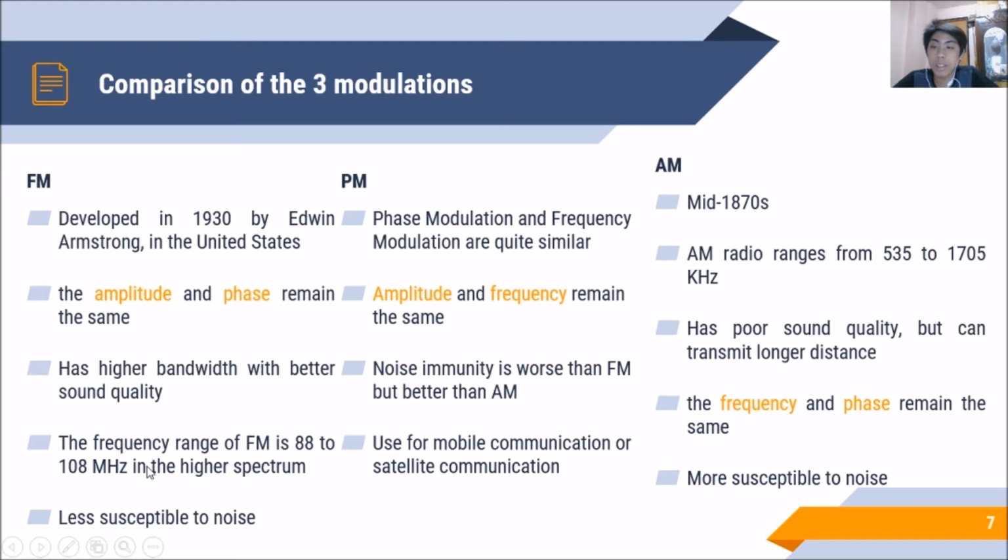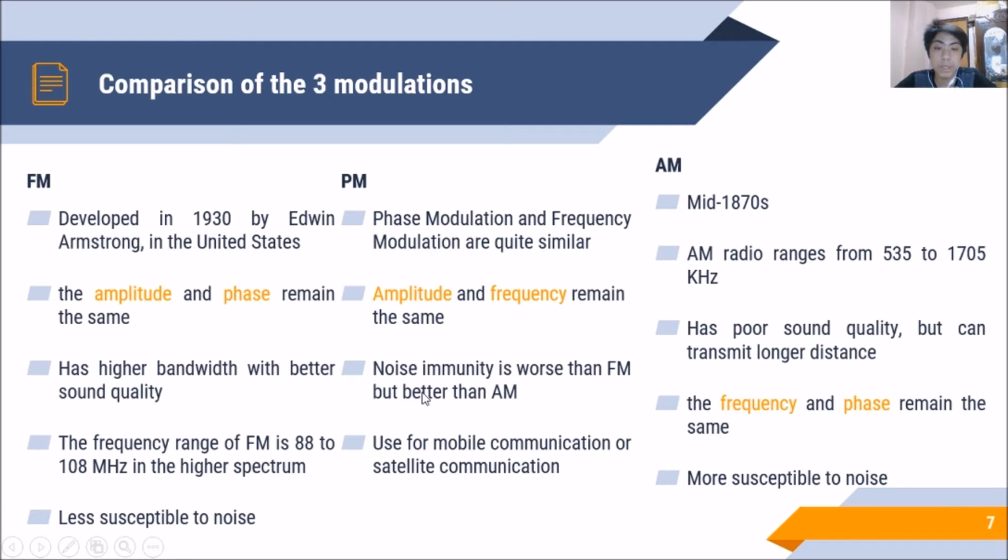FM has a higher bandwidth with better sound quality. That is why we see it being used for radio stations that provide music. The frequency range of FM is 88 to 108 megahertz, and it is less susceptible to noise. As opposed to AM, which is more susceptible to noise and has poor sound quality, but can transmit longer distances. That is why we see it being used by radio, television, and for news.